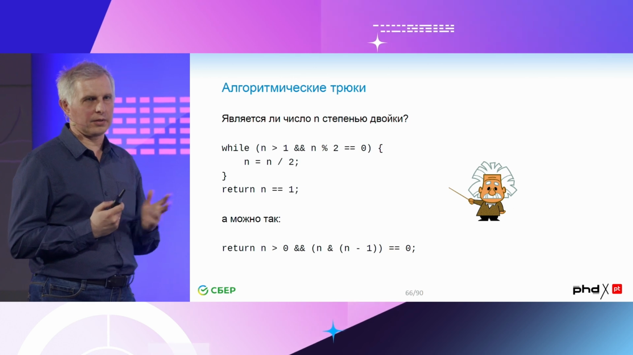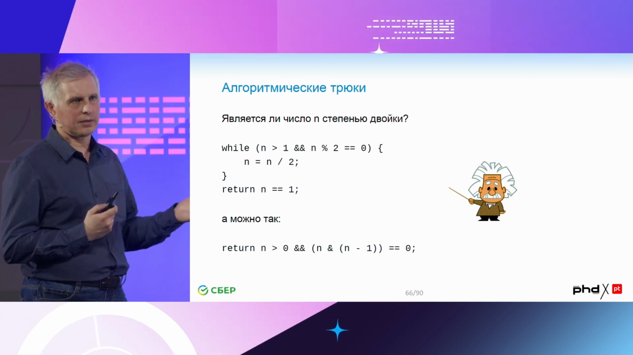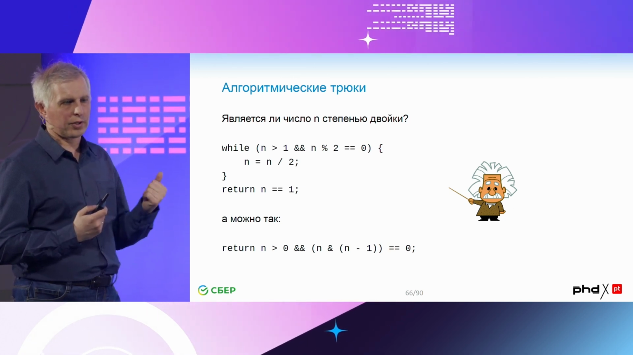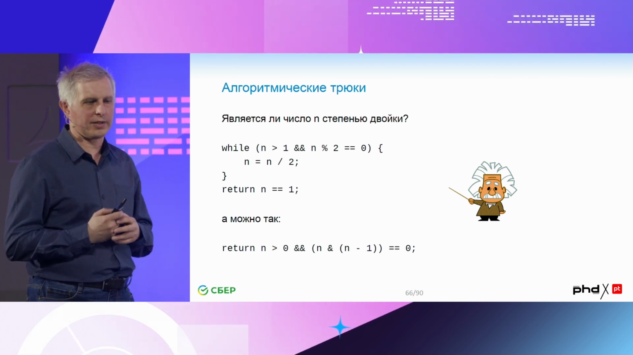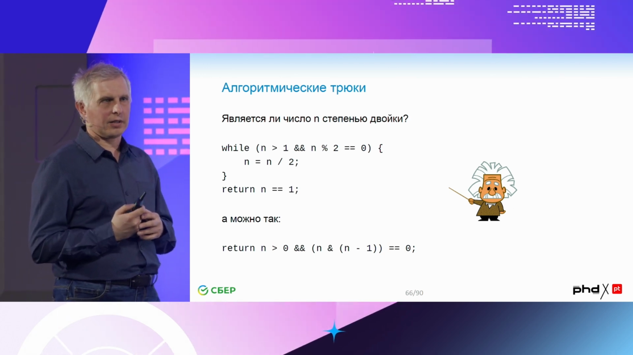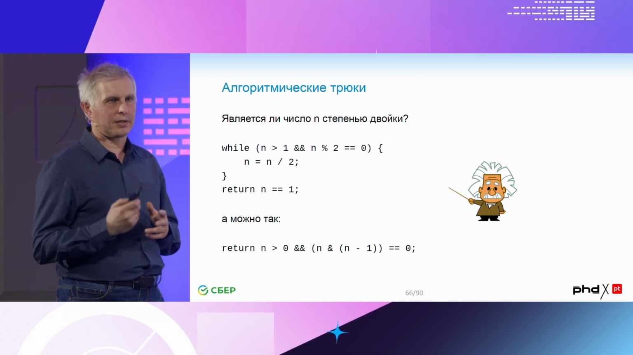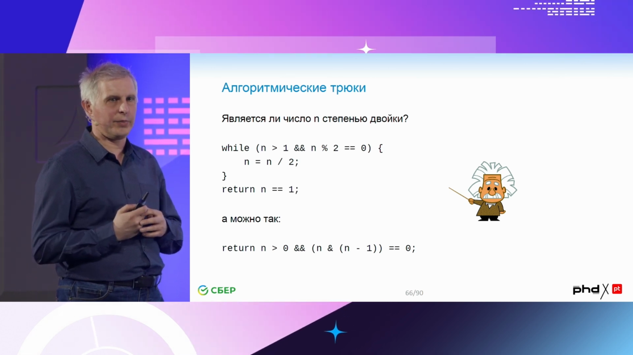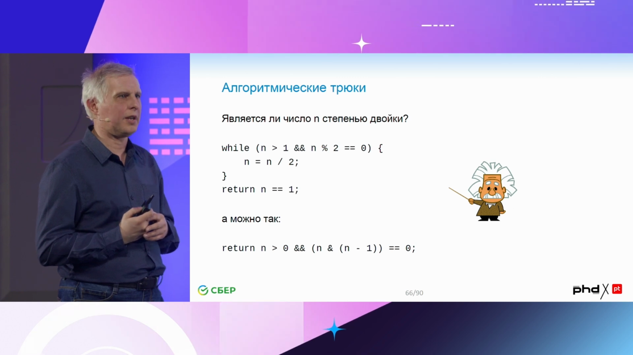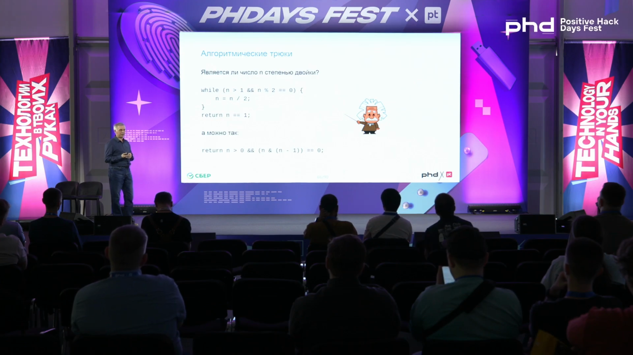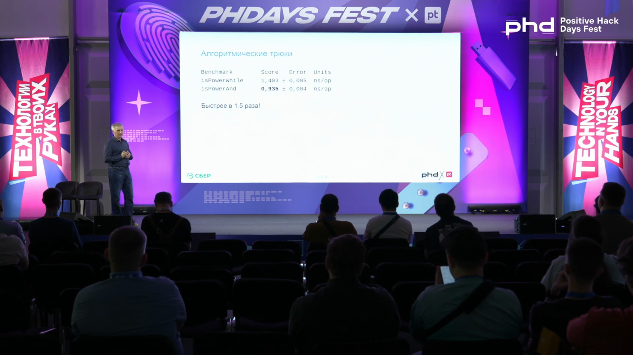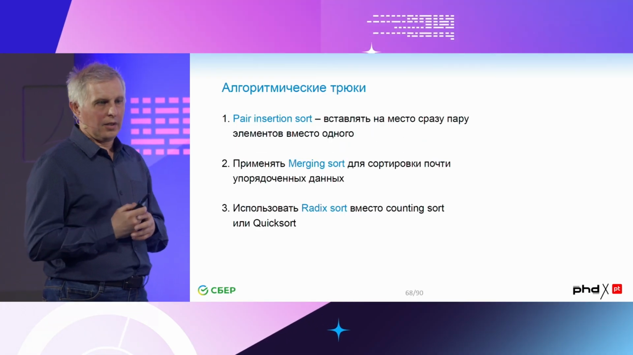without cycles, without if, just by this formula: n minus 1 multiplied by the number n, and we compare this with n, because n is then not a degree of 2. And before making any calculations with bits, most probably there are optimized algorithm tricks. The difference here is quite interesting, 1.5 times faster.